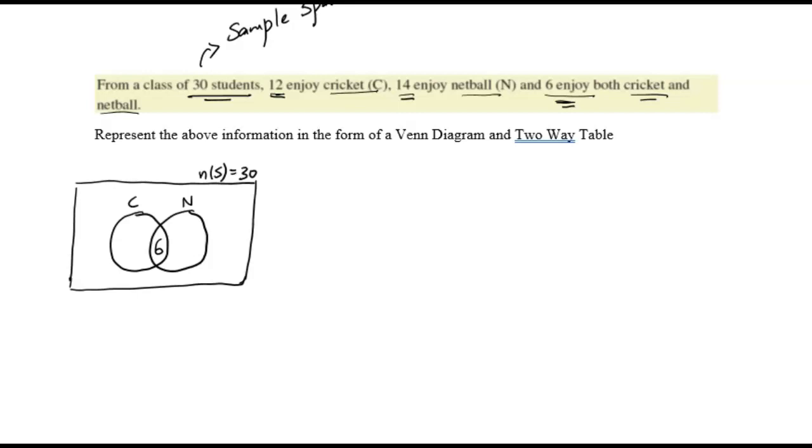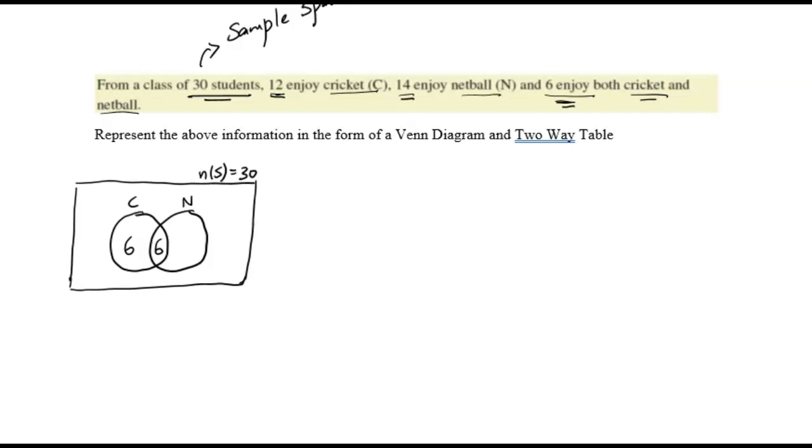12 students enjoy cricket, which means the total number of students in that cricket circle needs to be 12. Now if I consider this cricket circle, I already have 6 students in it because there's a common overlap between cricket and netball. So out of the 12, 6 students have already been taken. How many are left? 12 minus 6 gives us 6 students who like only cricket.